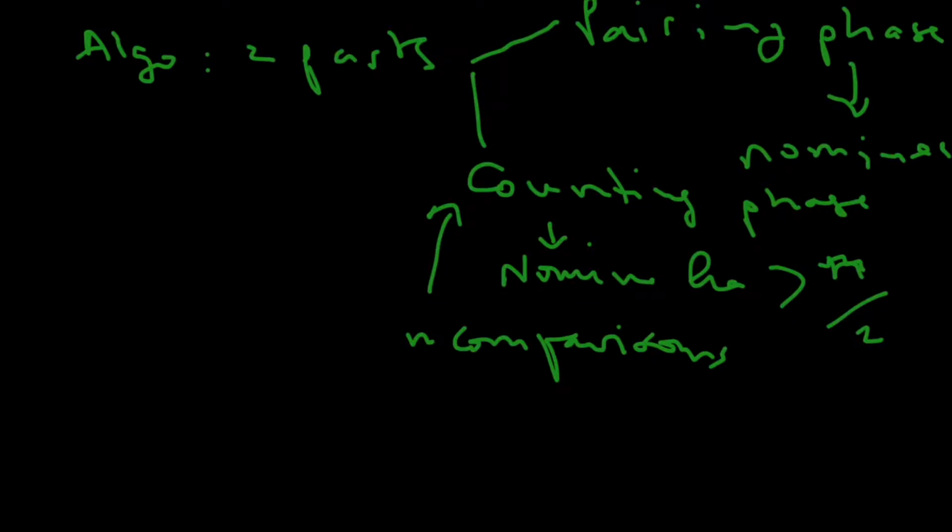And so you can see that it's 2n comparisons, and we can kind of have the idea that this algorithm is over. But this paper is really focusing on the pairing phase, it cares more about this phase.